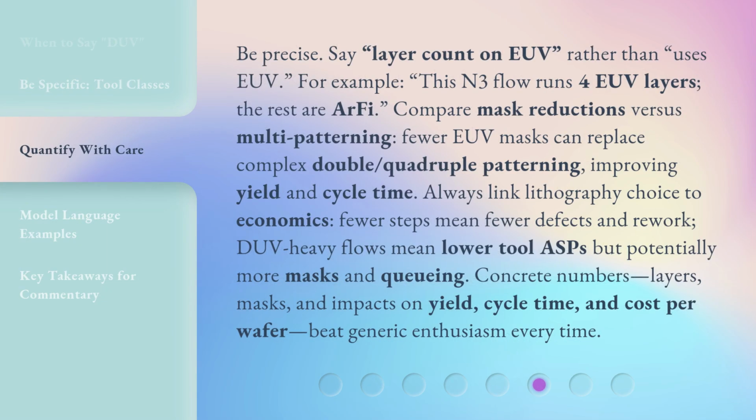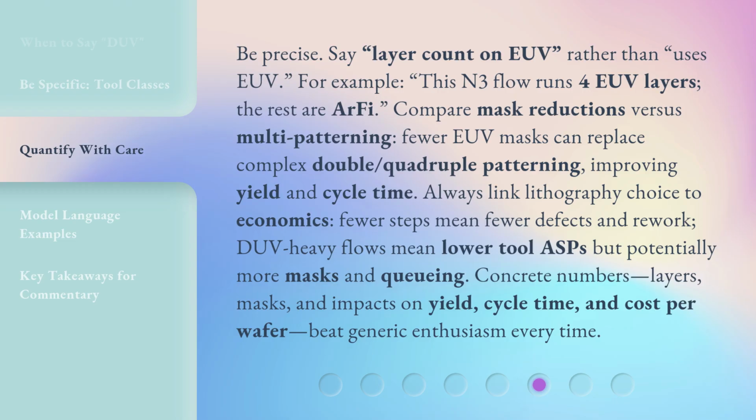Be precise. Say layer count on EUV rather than uses EUV. For example, this N3 flow runs 4 EUV layers. The rest are ArFi. Compare mask reductions versus multi-patterning. Fewer EUV masks can replace complex double or quadruple patterning, improving yield and cycle time.